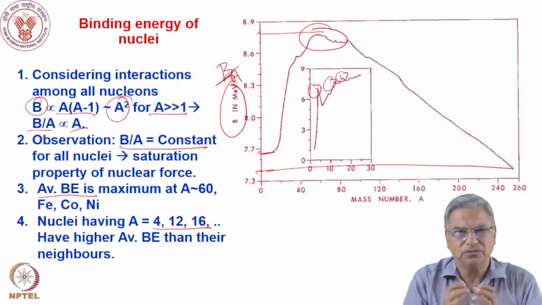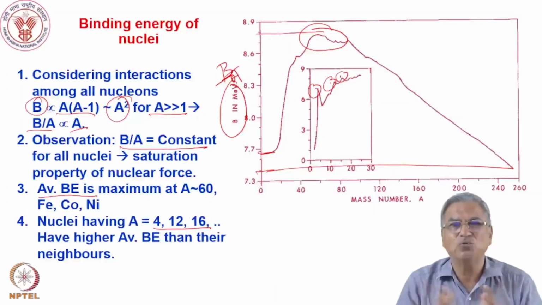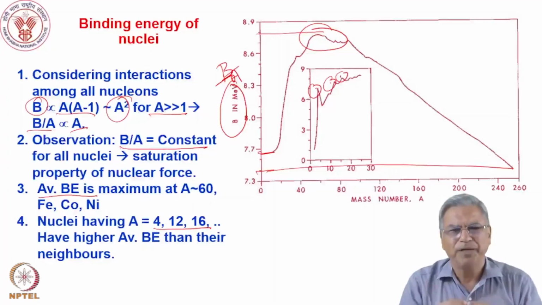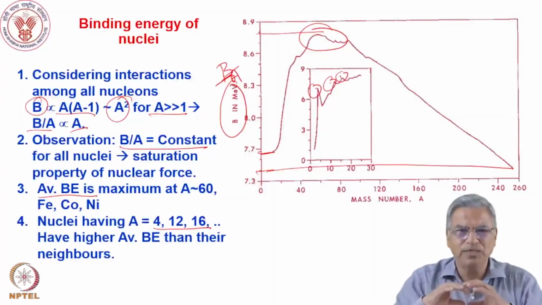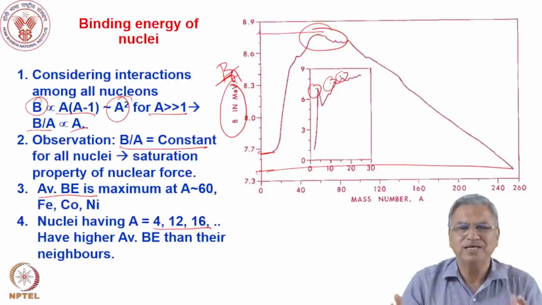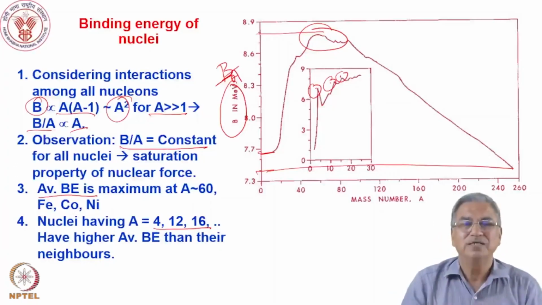So the constant value of binding energy per nucleon gives an indication that each nucleon is not interacting with all nucleons in the nucleus. Suppose there is a nucleus of gold-197; there are 197 nucleons, protons plus neutrons. A particular nucleon may be interacting only with the nucleons in its nearest immediate vicinity, not with all. Like one nucleon at the center may not interact with those at the surface. And this is what is called the saturation property of the nuclear force.